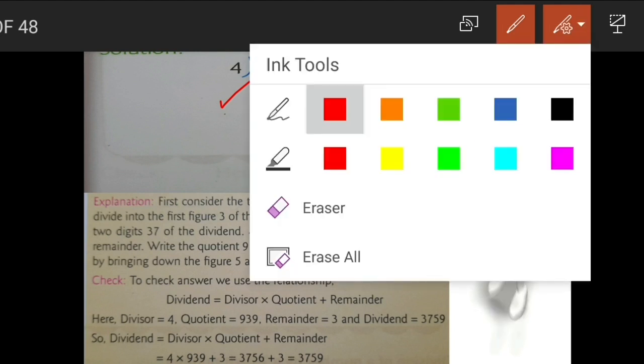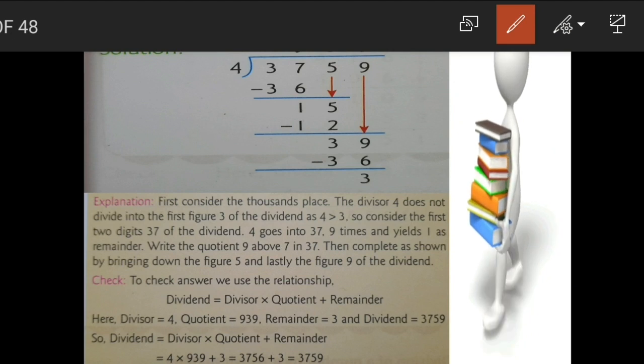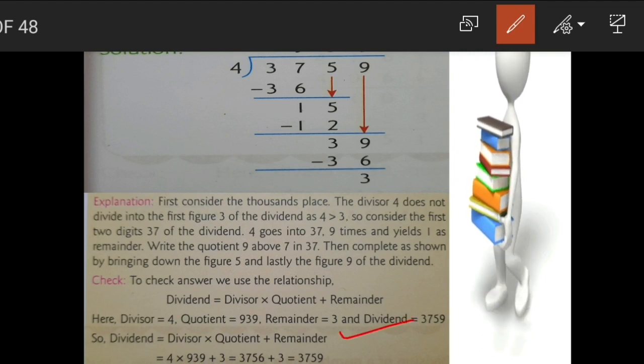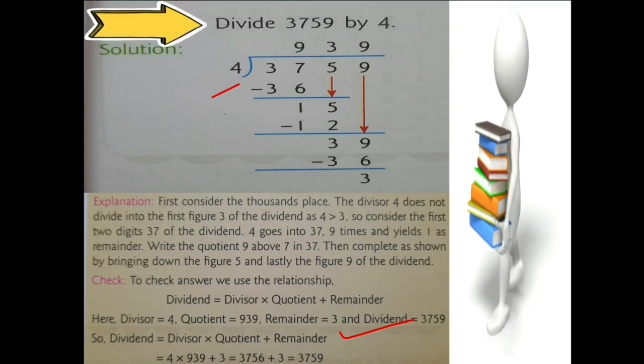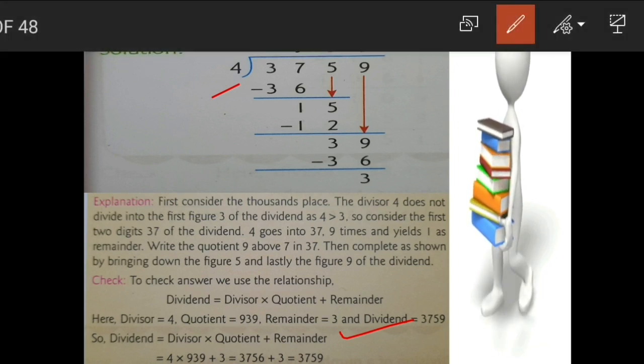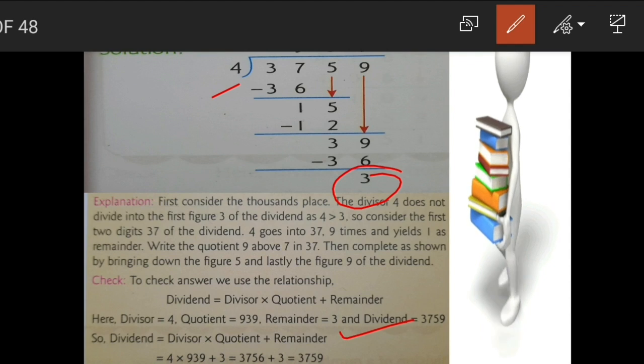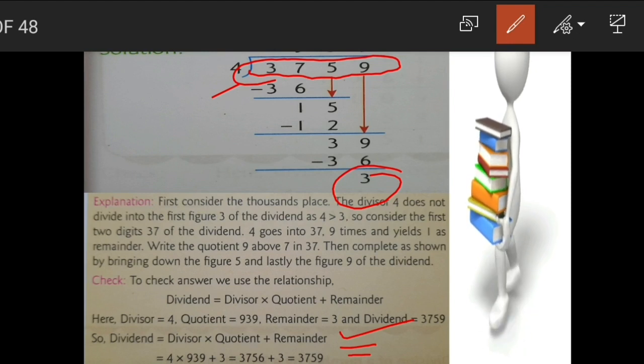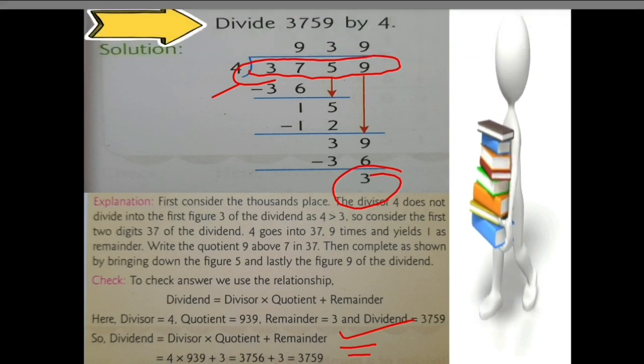So the same procedure we followed, those 5 steps we did, and we got the answer. Now let us check whether the answer is correct or not. The formula we had already discussed in the previous slide: dividend is equal to divisor into quotient plus remainder. Here the divisor is 4, the quotient is 939. So we wrote 939 plus the remainder, that is 3, and the answer we got is 3759. If you are getting this after putting the numbers in the formula, that means your answer is correct.